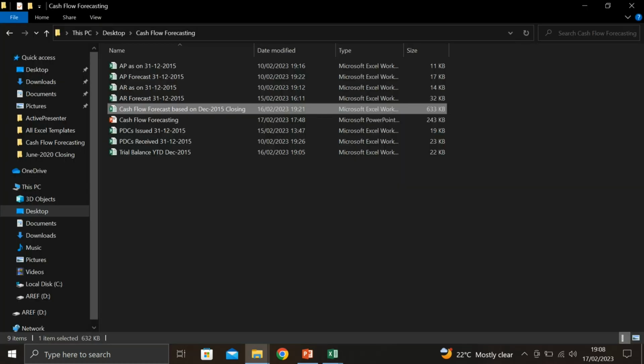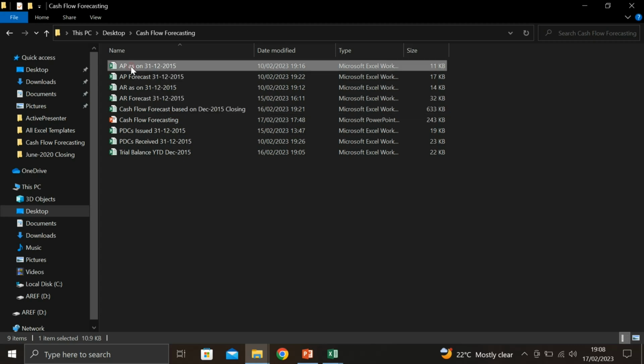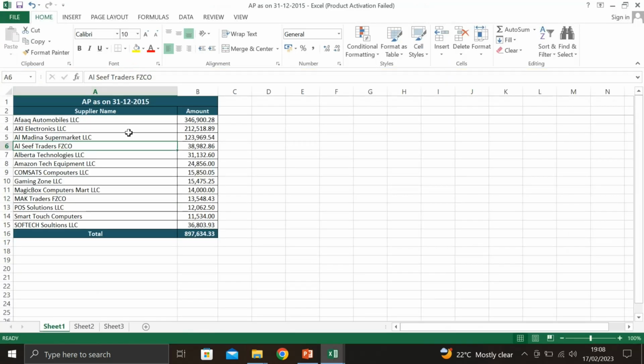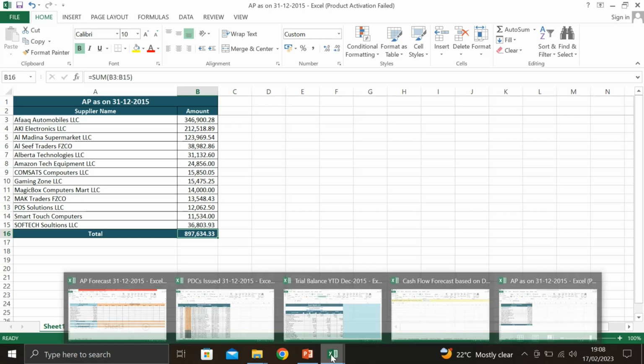But in the trial balance you will get the total figure. So we need to forecast the supplier payments. For that we need the complete detail of each accounts payable: what is the supplier name, how much amount we need to give him. So for each supplier we need the details. If you check this, it is 897,000, so it should match with our trial balance figure.